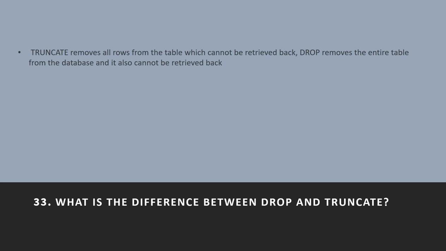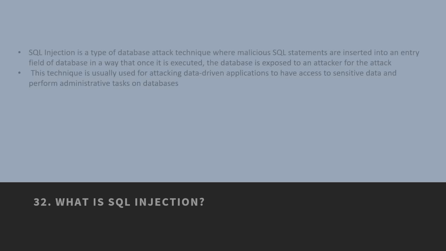What is SQL injection? SQL injection is a type of database attack technique where malicious SQL statements are inserted into an entry field of the database in a way that once it is executed, the database is exposed to an attacker for the attack. This technique is usually used for attacking data-driven applications to have access to sensitive data and perform administrative tasks on databases.